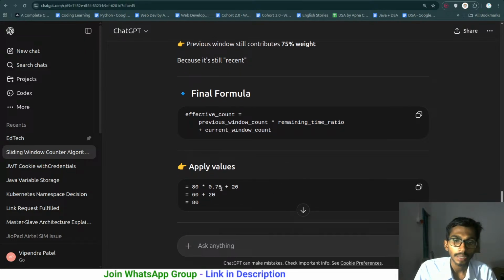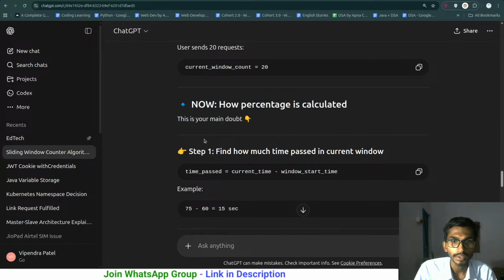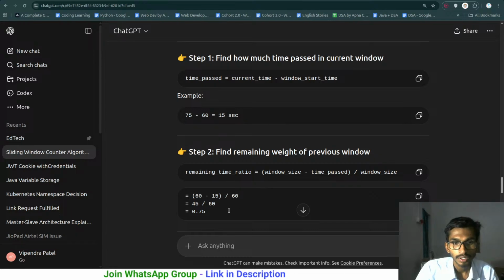So in the previous window, how much time is remaining, and this time was calculated like this. Now how is the percentage calculated? This is the main thing. Find how much time has passed in the current window: the current time minus the window starting time. So 75 seconds minus 60 is 15 seconds. So 15 seconds have passed in the current window right now. That simply means 45 seconds remain in the previous one, divided by 60. So it tells me the percentage of the time that is in the previous window.